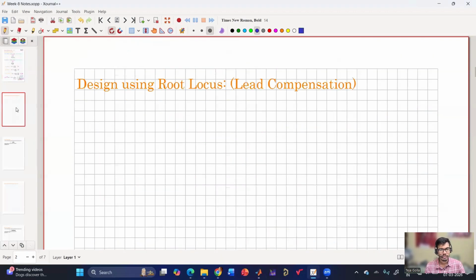So if the doubt is clear, then let us come back to the root locus design using the lead compensation. What are the guidelines that we have to follow and how will we be doing it?